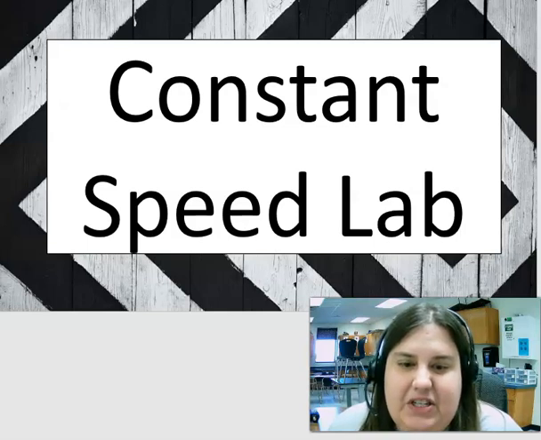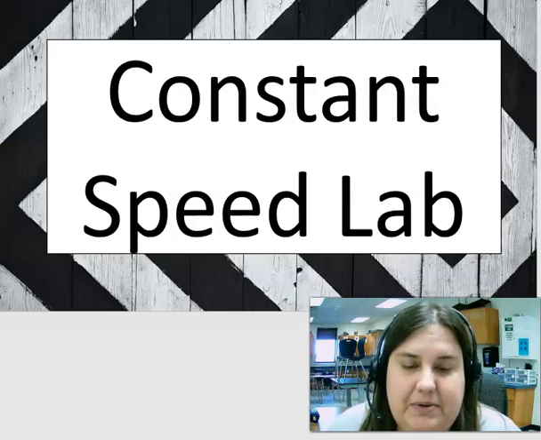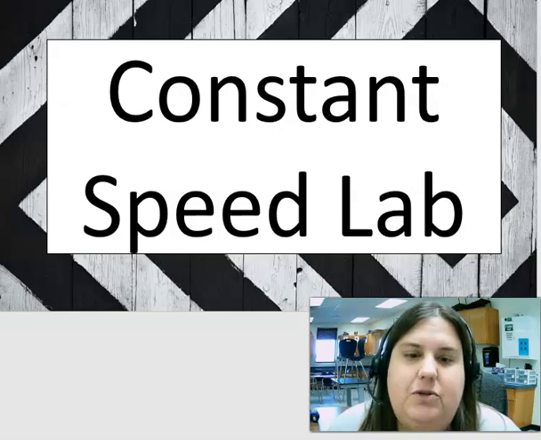So today we're going to talk about constant speed, and we are going to do a constant speed lab. Constant speed is where something is moving at the same rate of speed continuously over time. In this lab I have 3 videos that I am going to share with you today, and you will see a constant velocity car that is traveling over a 5-meter track, and we are going to calculate its speed by looking at the time it takes to get to each meter mark.